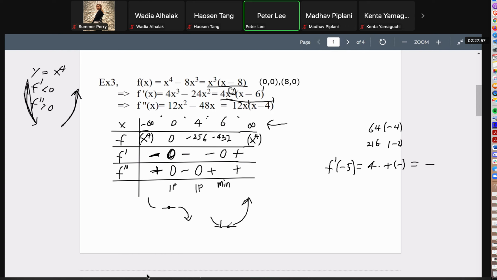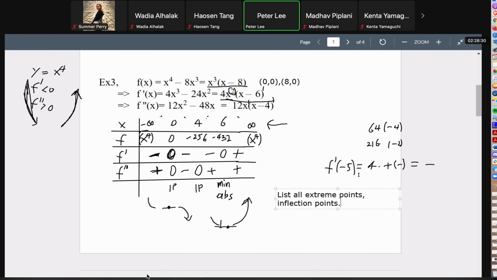So the inflection points and the extreme points. How about this? Now let me show you here. I have a list of all the extreme points and inflection points. Okay, so how do I list them? Well, this is how we list them.